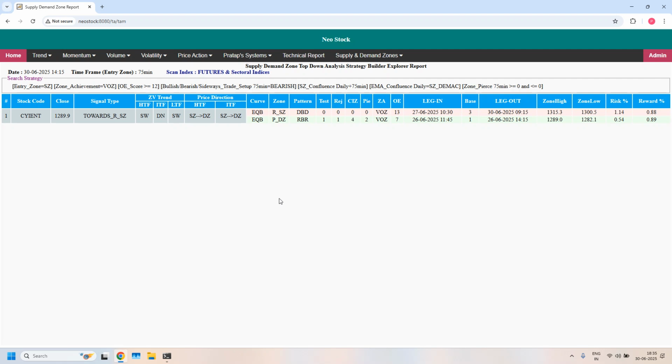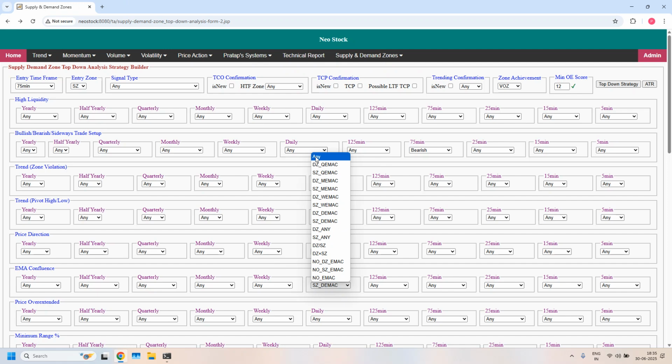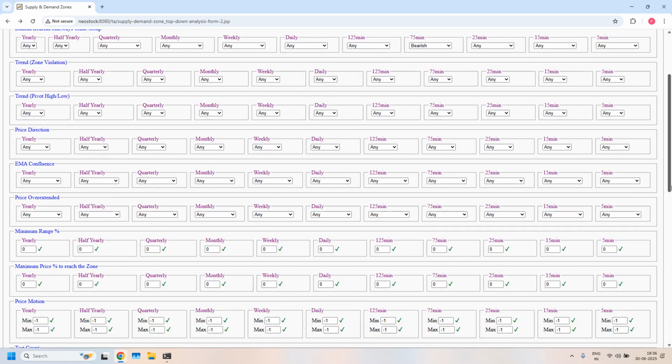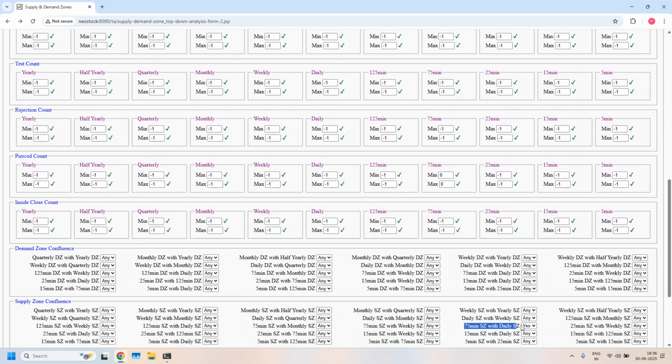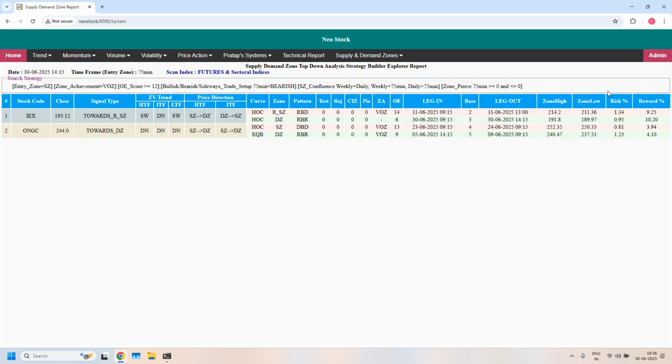Okay, next let us look into LTF, ITF, HTF supply zone confluence supported stocks. Remove EMA filter. Supply zone confluence, we should set 3 filters. First filter is already enabled. Next 75 and weekly, daily and weekly supply zone confluence. With all the 3 filters, we got 2 stocks. In these 2 stocks, these 75-minute supply zones overlapped with daily supply zone. Both together again overlapped with weekly supply zone.